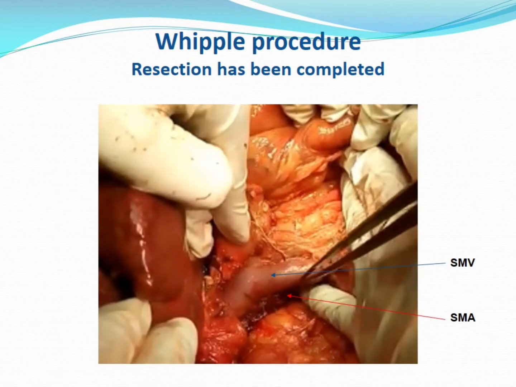This picture shows the Whipple procedure. Resection has been completed here, as seen. This is the superior mesenteric vein, and the splenic vein confluence to form the portal vein. Resection has been completed.